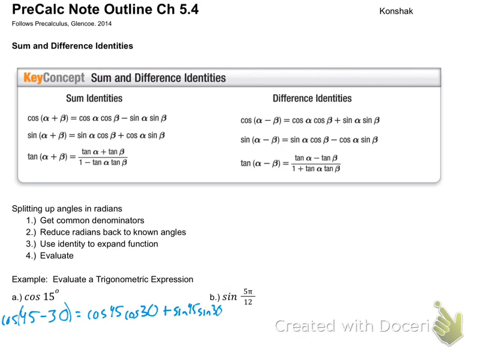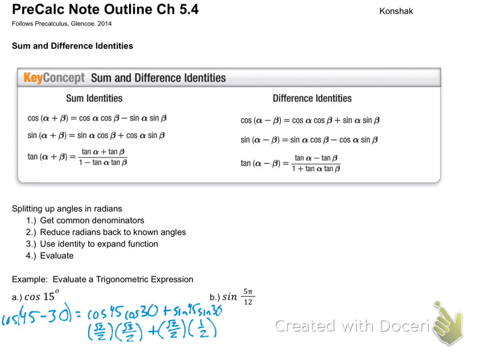Here's the cool thing. Can you guys tell me what the value of cosine of 45 is? Yes. Cosine of 30? Yes. Take your unit circles out. Now I'm going to replace all of these with their respective values. You take your unit circle. What's cosine of 45? Square root of 2 over 2. What's the cosine of 30? Square root of 3 over 2. Good. Sine of 45? Square root of 2 over 2. And sine of 30? 1/2.